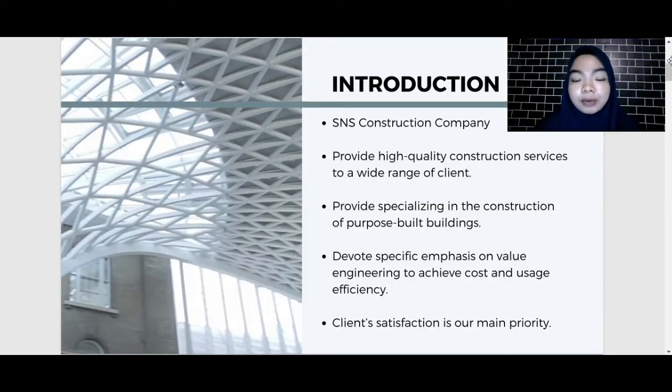Basically, we are from S&S Construction Company, which provides high quality construction services to a wide range of clients. Besides, we also specialize in the construction of purpose-built buildings. In terms of construction management, we devote specific emphasis on value engineering to achieve cost and usage efficiency. The most important thing is that we stick with our vision. Client satisfaction is our main priority in order to maintain our company's achievements, which always makes us an option.